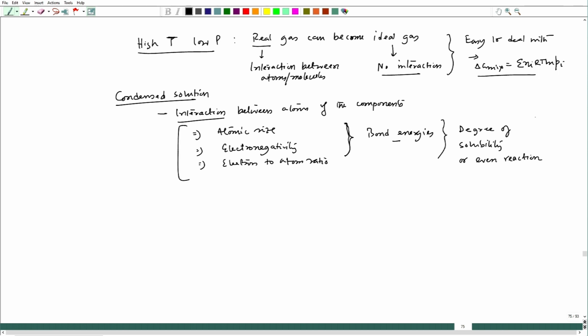The entire solution behavior, the thermodynamic behavior, would also be dependent on these many factors. So, in order to treat that solution behavior in the case of a condensed solution, we need to bring in two concepts. One concept leads to one particular law called Raoult's law.